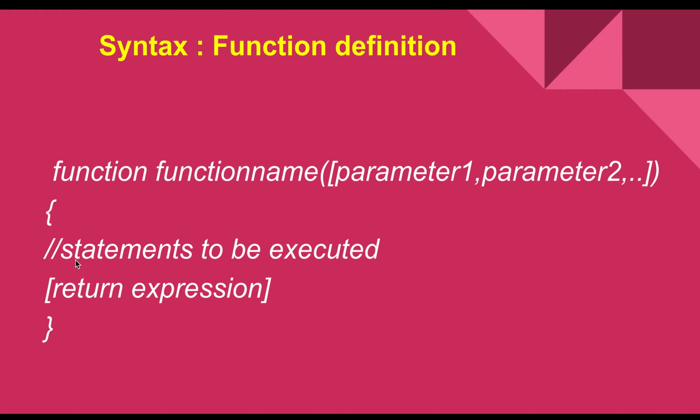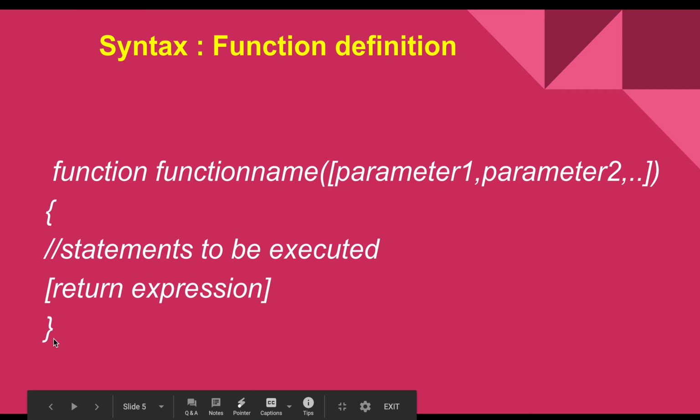Open brace, followed by the statements to be executed, following which is the return statement. This is optional, that is why it has been included in square brackets. The return statement is used to return a computed value or expression back to the calling function. And the end of the code is indicated using the closing brace.